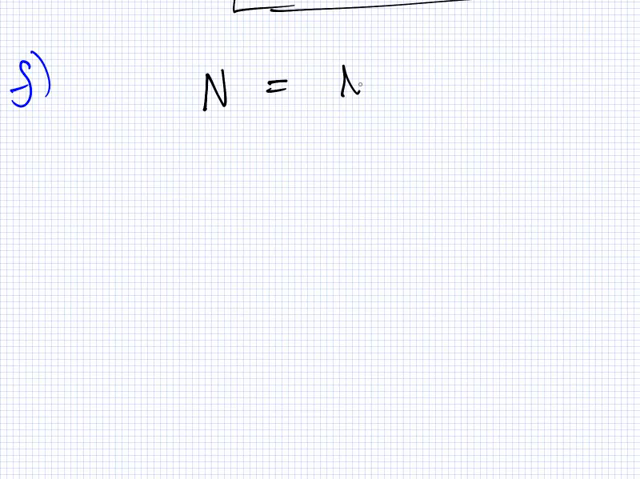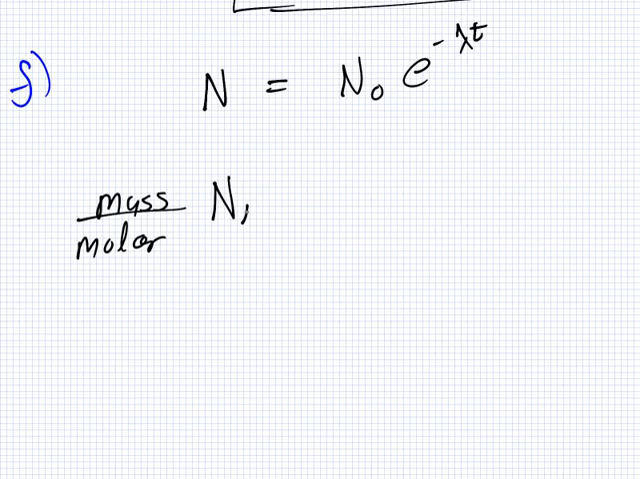So, you have this formula: N equals N0 e to the minus lambda T. N represents how many atoms there are, right? But you are dealing with mass, not number of atoms. So, if you remember this from chemistry, if you have the mass divided by the molar mass multiplied by Avogadro's number, what does that give you? A number of atoms, isn't it?